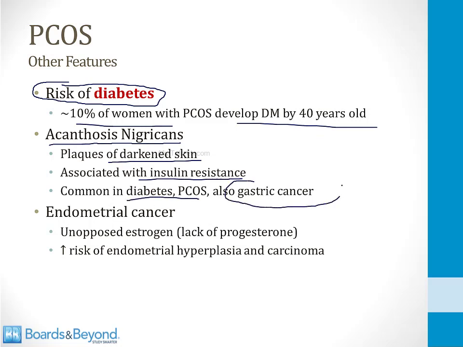You can also see them in gastric cancer. And then finally, there is a risk of endometrial cancer. There is unopposed estrogens in this disorder. Women are not making progesterone, but they are making estrogens from their adipose tissue. This can drive endometrial hyperplasia, and this increases the risk for endometrial carcinoma.